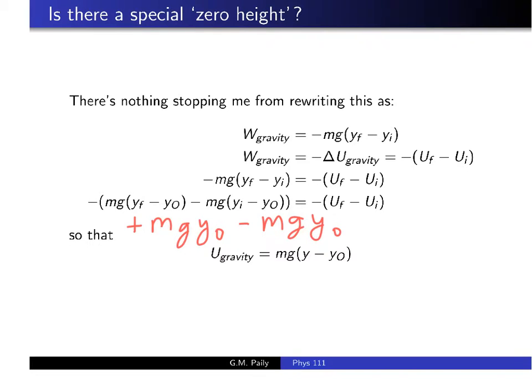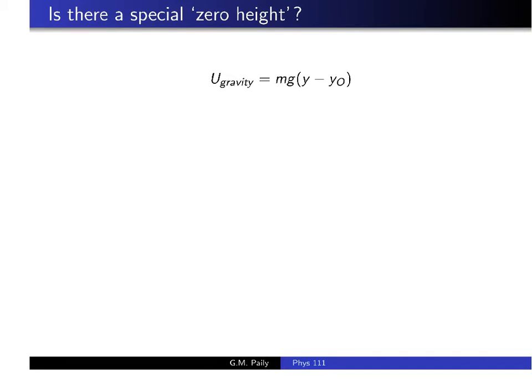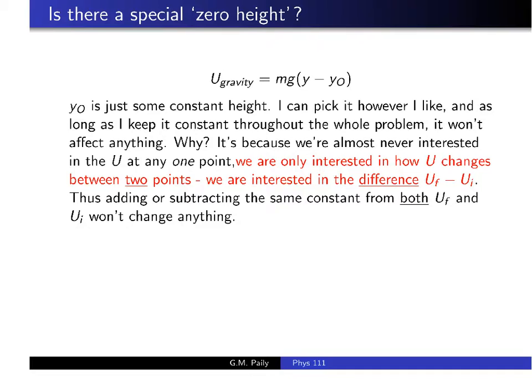But now when I compare the left hand side and the right hand side, I can see that u final goes with this term, u initial goes with this term, and so we have that the potential energy due to gravity is mg parentheses y minus y naught. And this y naught was pretty much completely arbitrary. It was just some constant y naught that I picked. So y naught is just some constant height.